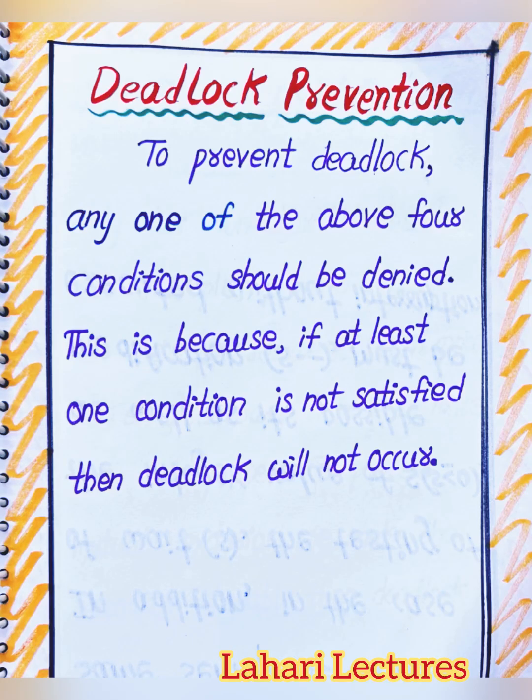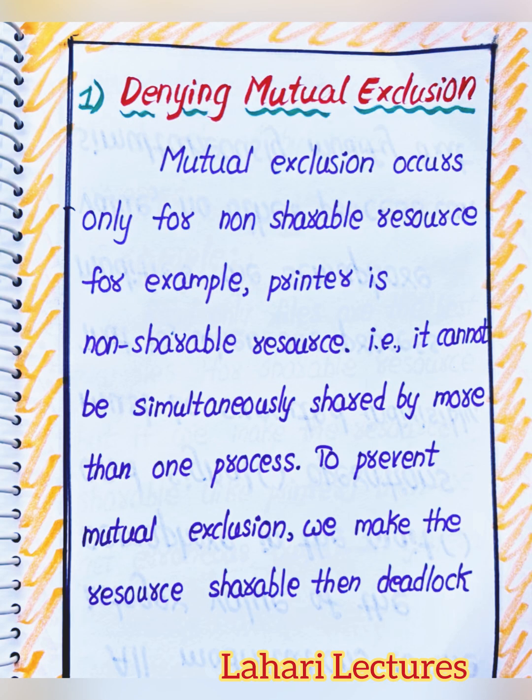In this video, you can watch notes on deadlock prevention. To prevent deadlock, any one of the above four conditions should be denied. This is because if at least one condition is not satisfied, then deadlock will not occur. First one, denying mutual exclusion.